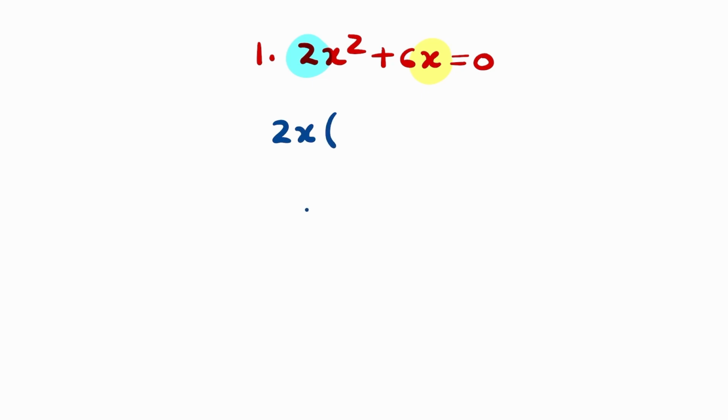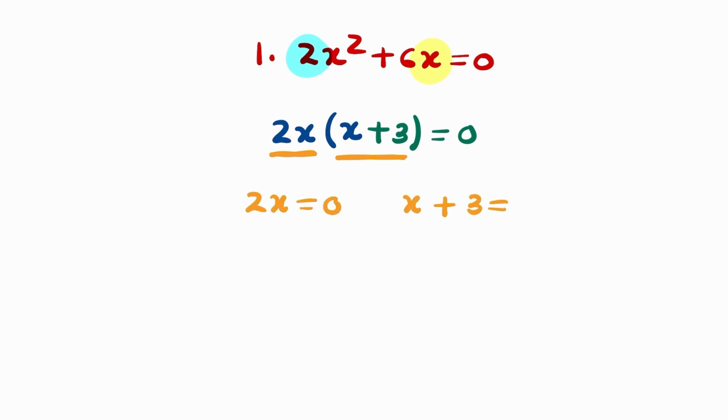2x squared divided by 2x: the 2 and 2 cancel out, and x and one x from x squared cancel out. So what is remaining? X is remaining. What is plus 6x divided by 2x? It will be plus 3, equal to 0. Now what we can do is equate each of these terms to 0. Here 2x is equal to 0 and x plus 3 is equal to 0.